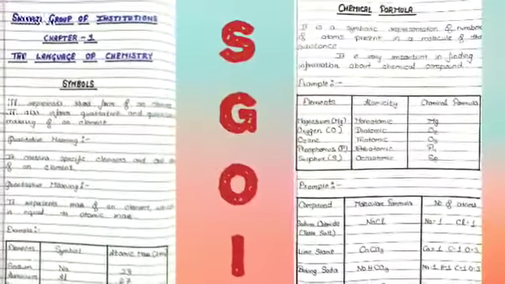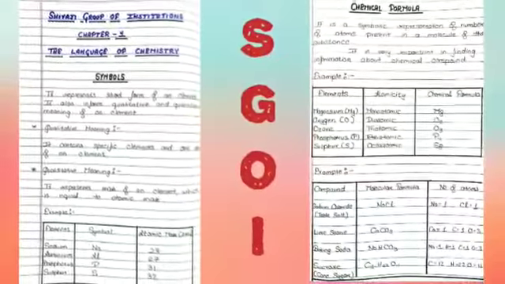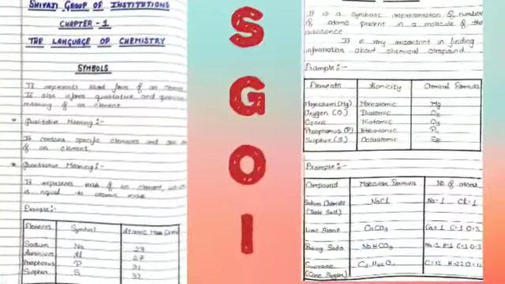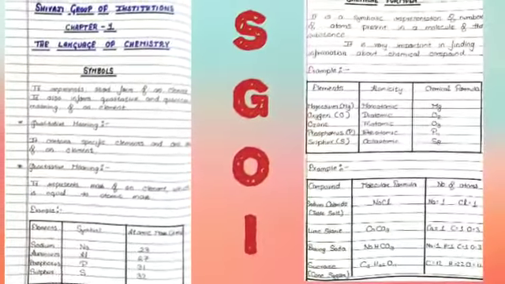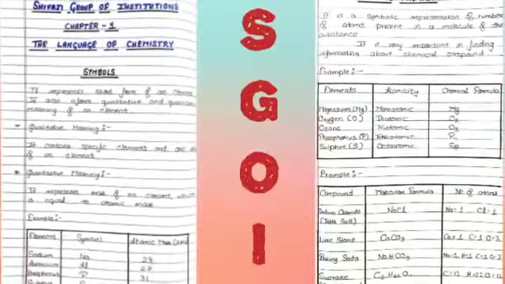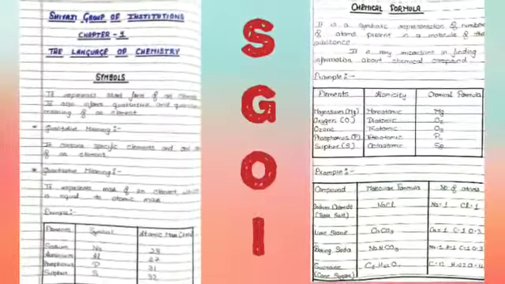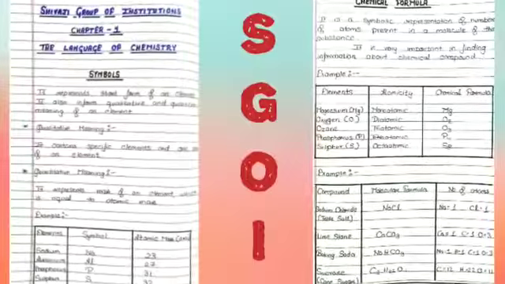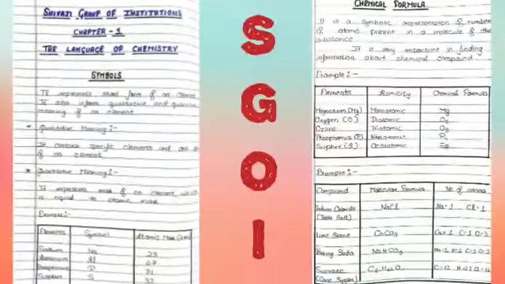Today I am going to explain the lesson "The Language of Chemistry" of class 9th. The chapter contains the following terms. Number 1, symbol. It represents the short form of an element. It also informs the qualitative and quantitative meaning of an element.